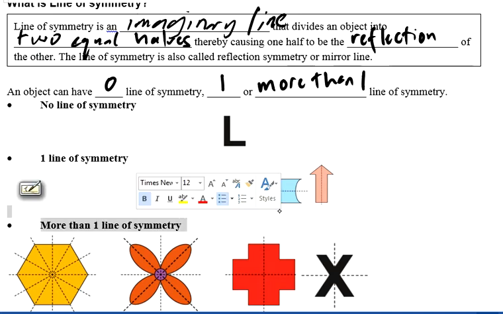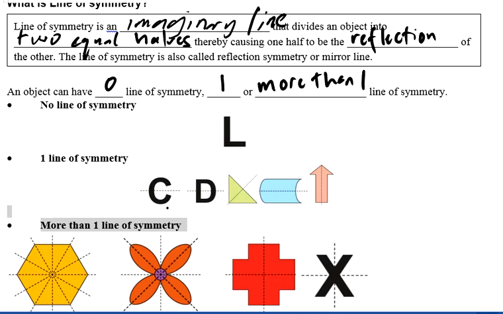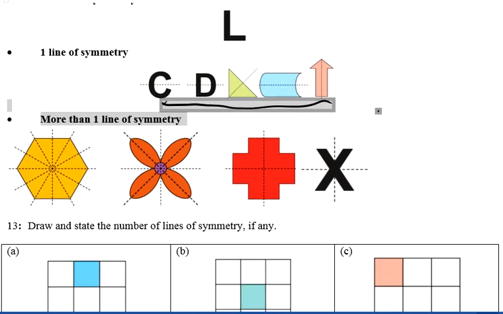The next five shapes that we have over here all have one line of symmetry. If you take a look at the C, you realize that if you cut it in the middle, the C will be able to be folded in half. The next four shapes that we have over here all have more than one line of symmetry.